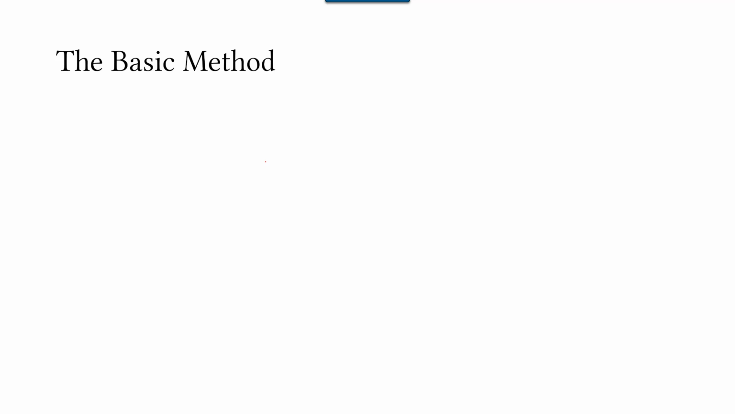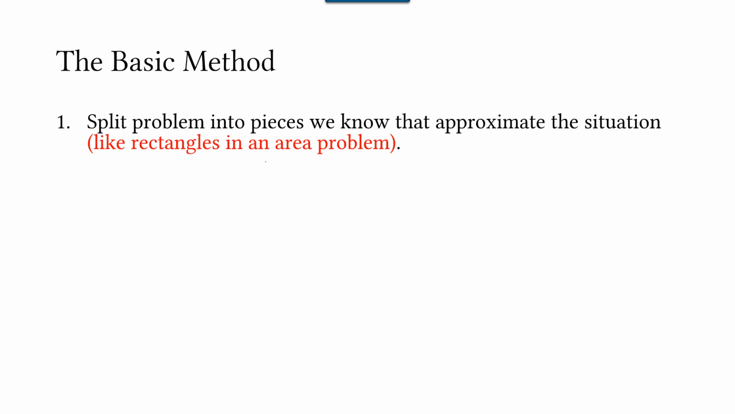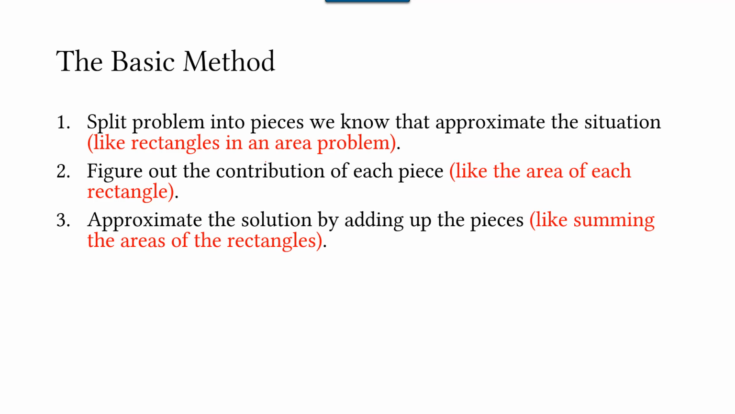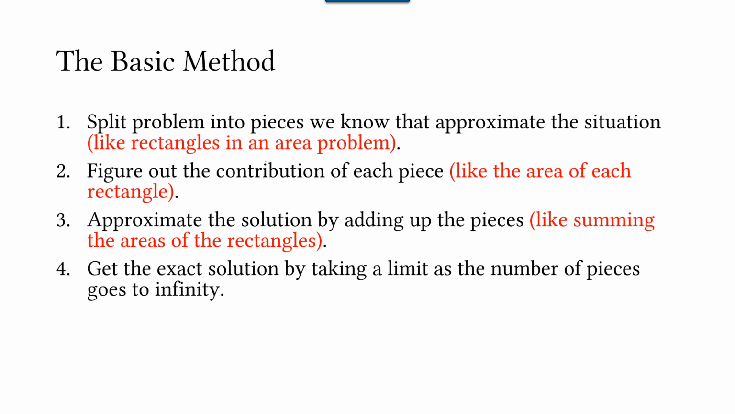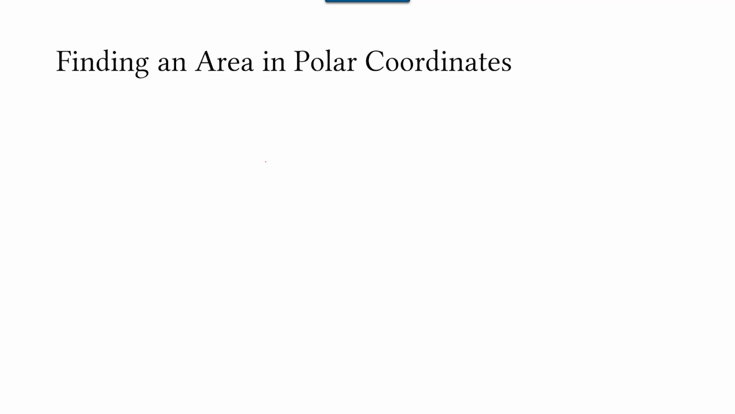A review of our basic method for finding integrals. We split the problem into pieces we know that approximate the situation, like we did for rectangles when finding area in rectangular coordinates. Figure out the area of each piece. Approximate the total area by adding up all the pieces. Get an exact solution by taking a limit as the number of pieces goes to infinity. And finally recognize that what we've done is set up an integral, and then we evaluate it using the fundamental theorem or a computer.